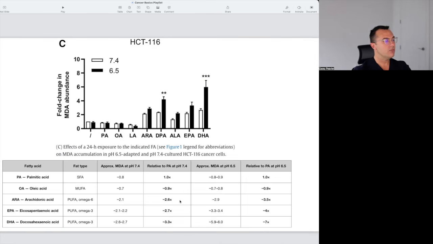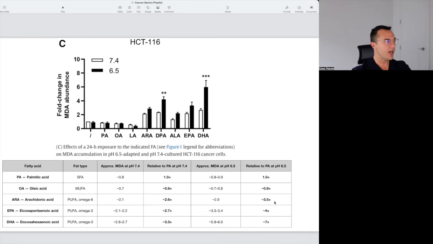It gets interesting because when I was reading this, I was expecting omega-6s, such as arachidonic acid, to be basically the same as omega-3s. And what I found was actually fairly shocking because at physiologic pH, they actually are fairly similar. Here is arachidonic acid, omega-6, and then EPA and DHA, the two major long-chain omega-3s, 2.7 and 3.3x respectively, compared to the saturated fatty acid, palmitic acid. But where it gets very interesting is actually when the pH drops to 6.5, it becomes more exaggerated.